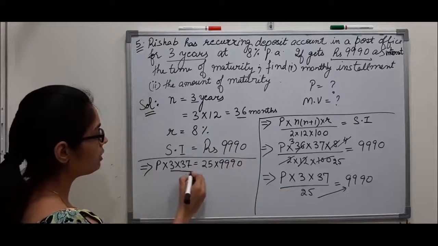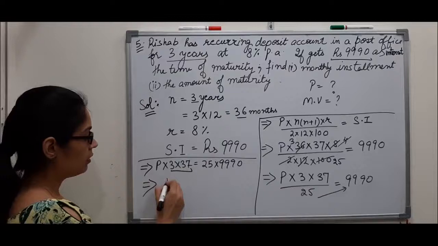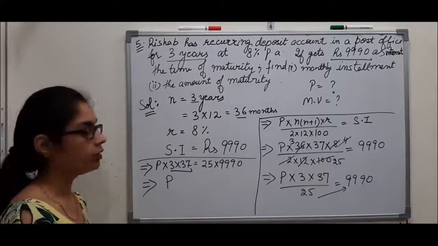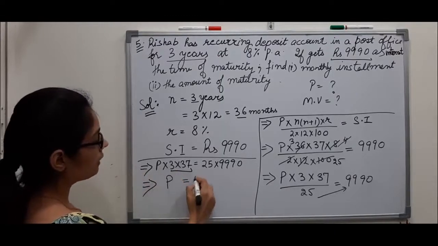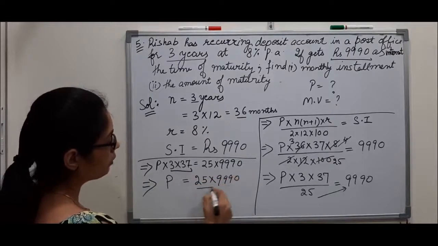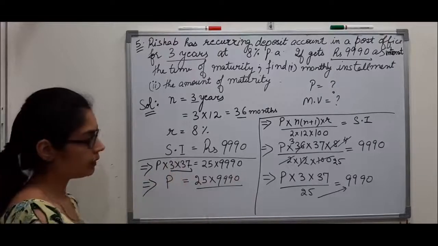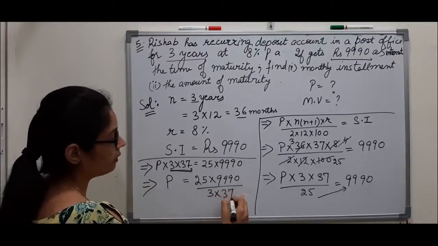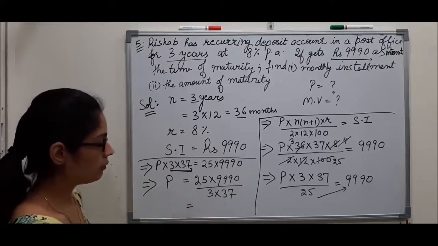Now I will shift these two numbers to the other side, because I have to find P, and for that reason P should be on this side and all the remaining numbers should be on the other side. Now I can see these two numbers are getting multiplied with P. So on shifting these two numbers to the other side, the multiplication will be changed into division. Now they will get divided. So now we will do this calculation and we will see what value of P we get.